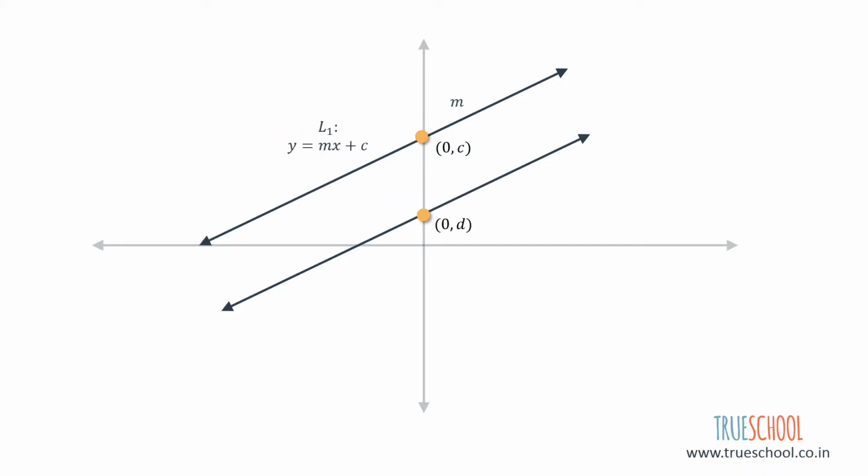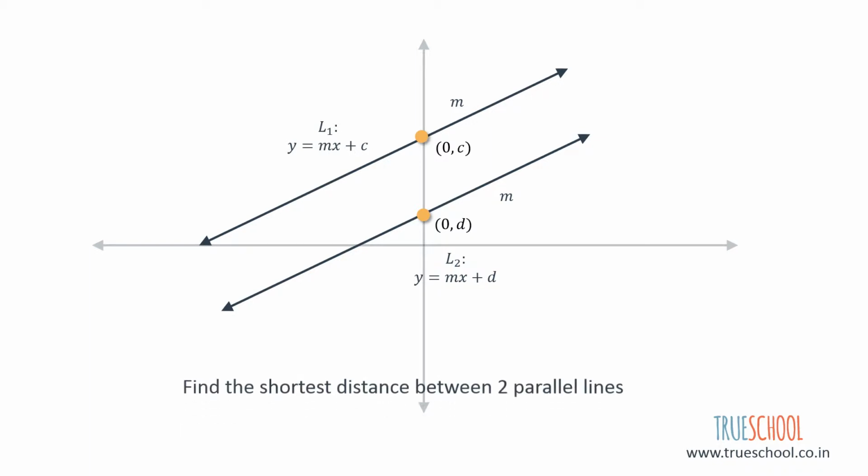Now let's think what can be the equation of the other line L2 such that it is parallel to L1. It will be y equal to mx plus d. Notice the slope of both the lines are the same, m. The question is, can we find the shortest distance between these two lines?